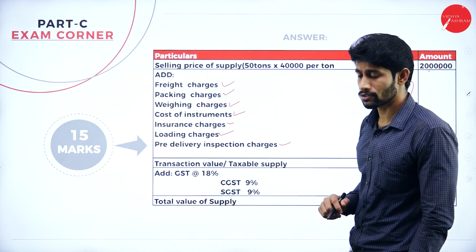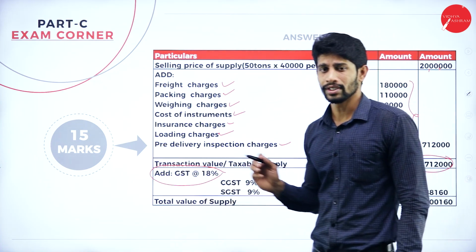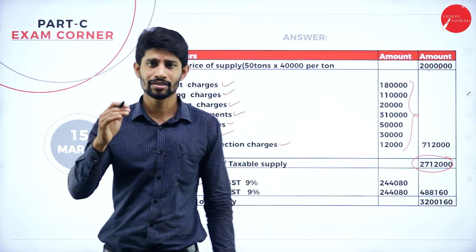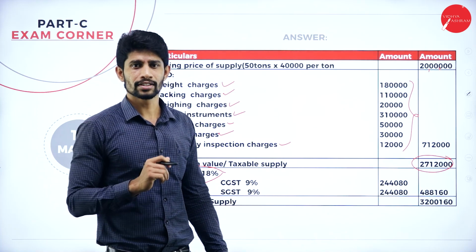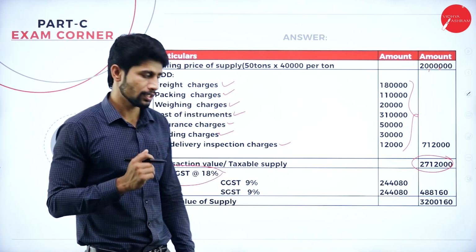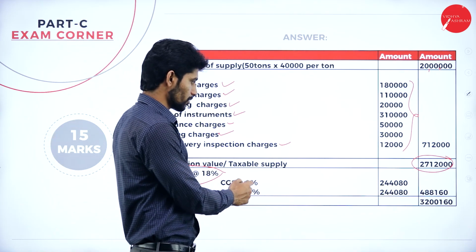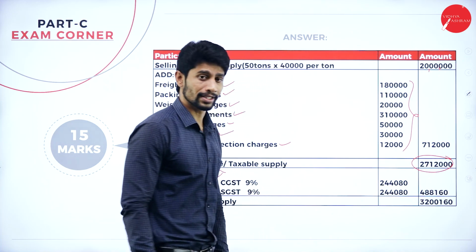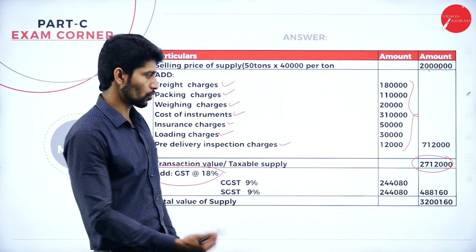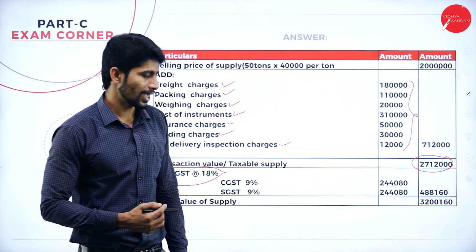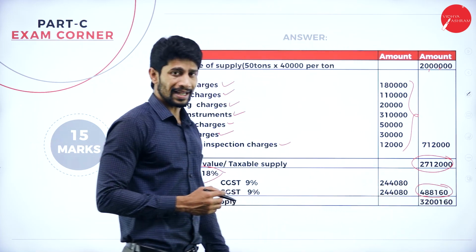On that, what you are supposed to compute? You are supposed to compute 18% GST. Here they have not mentioned whether the transaction is happening within the state or not. If nothing is mentioned, you have to assume that the transaction is happening within the state. So 9% CGST, 9% SGST. Compute 9% and 9% on 27,12,000. You will get 2,44,080, 2,44,080, total of rupees 4,88,160. So this 4,88,160 is the GST payable.